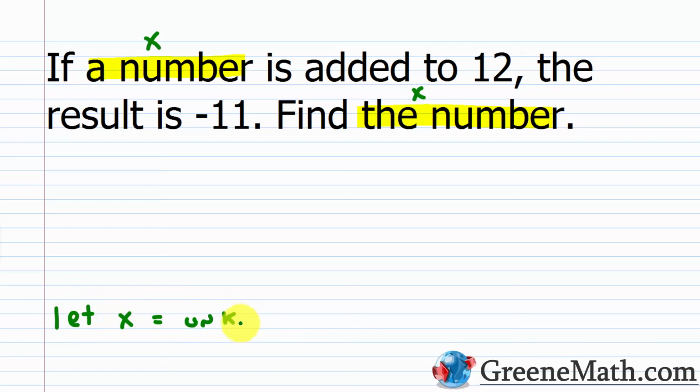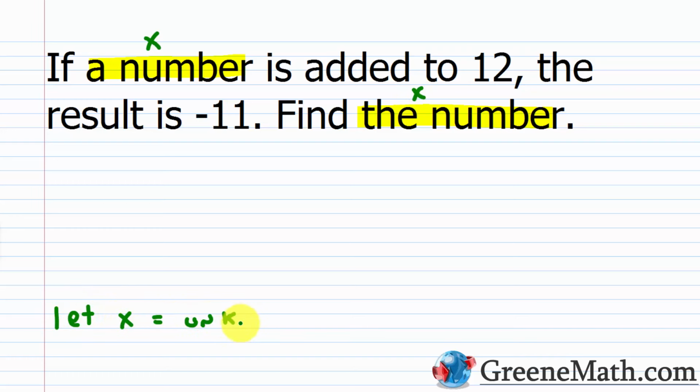Then we want to find x, or find the number. So again, I just want to solve this guy. Let me subtract 12 away from each side of the equation. I would have that x is equal to negative 23, right? And again, reading back through the problem, if negative 23 is added to 12, the result is negative 11. That is true, right? So our number here is negative 23. Okay, this is what we're looking for.